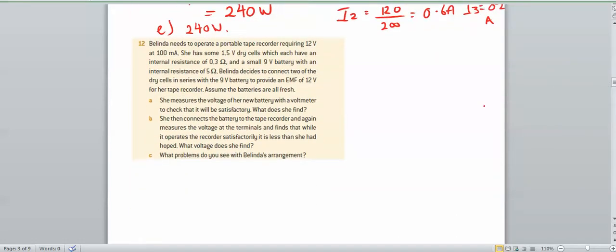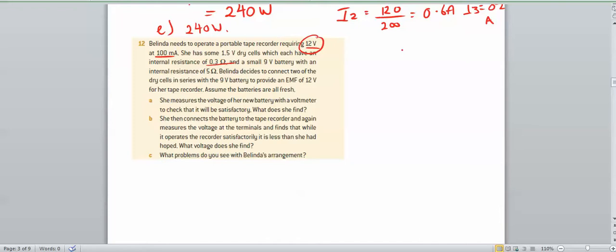There's a lot of reading here, so let me just work through it, because I'm looking at this for the first time too. Belinda needs to operate a portable tape recorder requiring 12 volts. I'm going to start underlining these. I'd suggest you do the same when you're doing these questions and write down what you know. She has some 1.5 volt dry cells, which each have an internal resistance of 0.3 ohms. Now she requires 12 volts. So how many of these is she going to need?